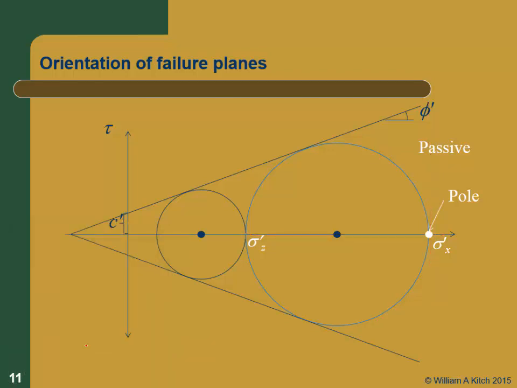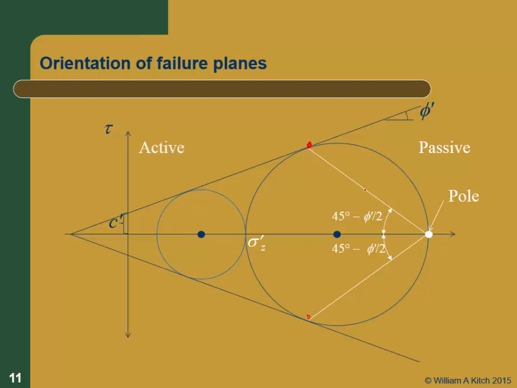So there's my pole. These are the failure planes, right? Here's my failure planes. This is the failure point. So this has to be the failure planes, and the two failure planes are at 45 minus phi over 2. So that's just geometry. I'm not going to do the geometry for you.